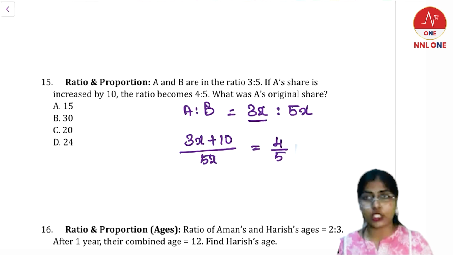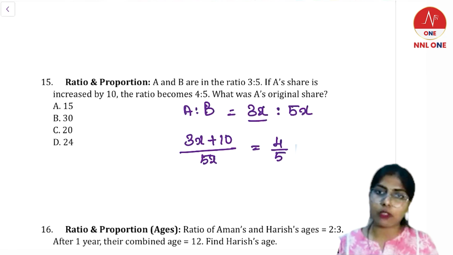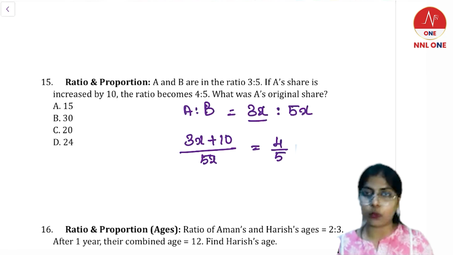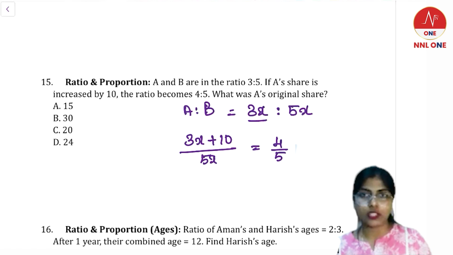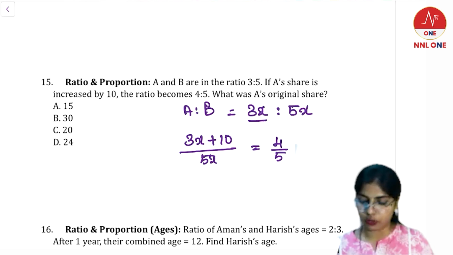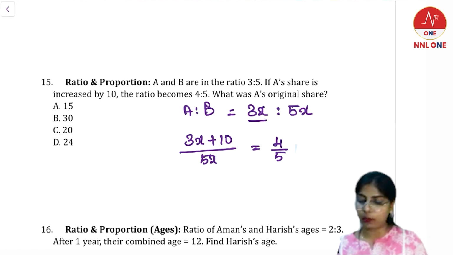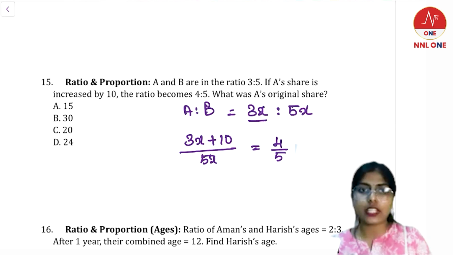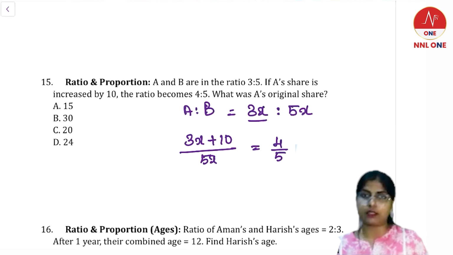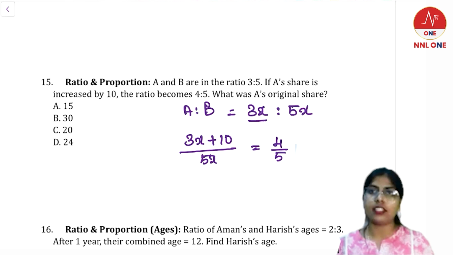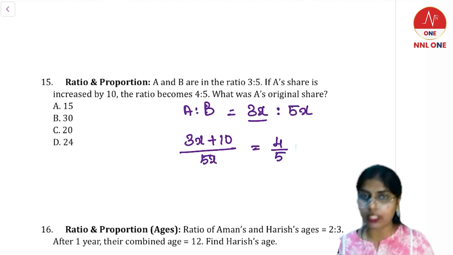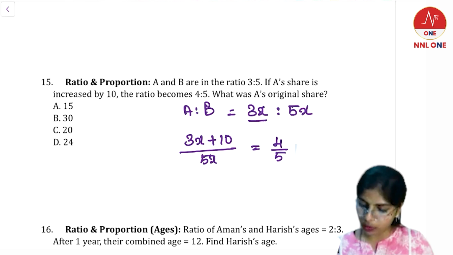First, they have given the ratio, that is A is to B in the ratio 3 is to 5. Since they are asking about A's original share, I'm putting a variable x next to the ratio and solving it using that. Now they're telling us that A's share is increased by 10. So A's share is 3x, and if it is increased by 10, you have to add it, so plus 10. The ratio becomes 4:5. In the denominator there will be B's ratio. Now I'm going to solve this.